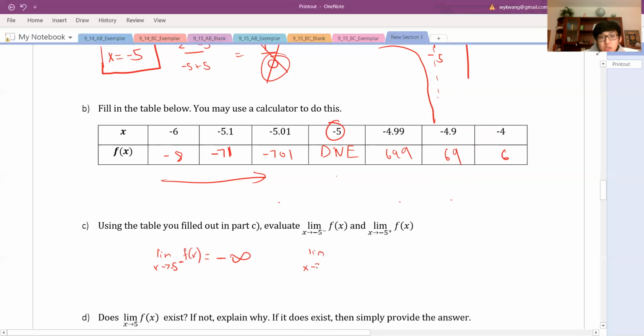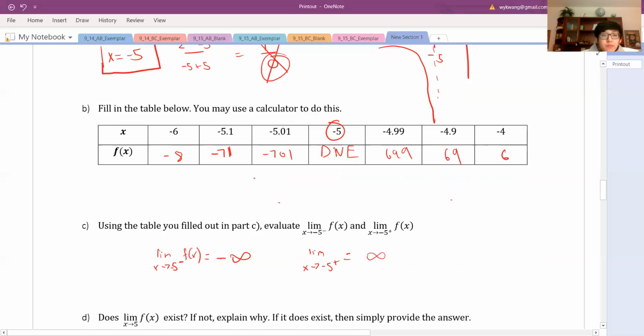The limit as x approaches -5 from the right, however, coming from the right, well, it's going to 699. So what is that? That's going to be infinity. You can write positive infinity if you want, but it's infinity.